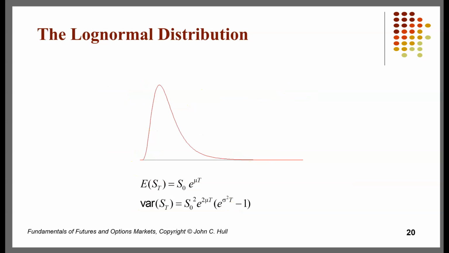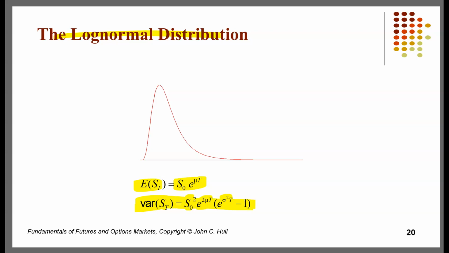Alright, so if security prices are log normally distributed, they would look something like this, and the expected value of the stock price would look something like this. So it's going to be the future value of the stock today, S0 e to the power of RT or mu T, and the variance is going to be equal to S0 squared, the exponential of 2 mu T multiplied by the exponential of sigma squared T minus 1.